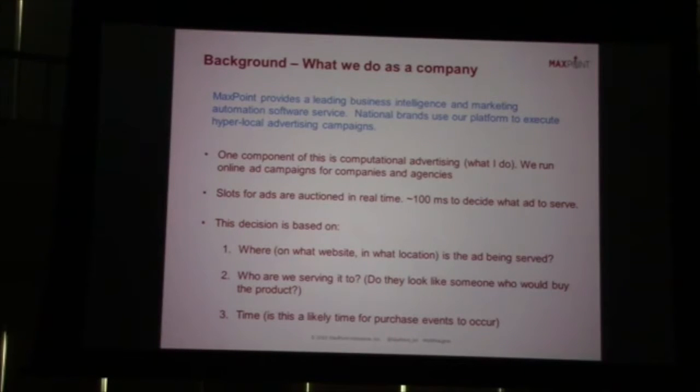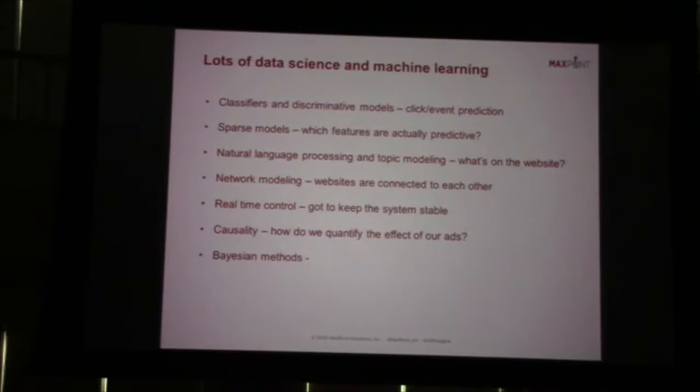So there's a lot of different things that happen, and you can imagine there's a lot of data science and machine learning that goes on behind the scenes. So obviously classifiers and discriminative models and predictive algorithms. You're trying to predict clicks, you're trying to predict events, someone downloading a coupon or whatever. Sparse models. There's many, many different things that might predict whether or not you're going to buy something. And not all those things are relevant, so you have to do feature selection.